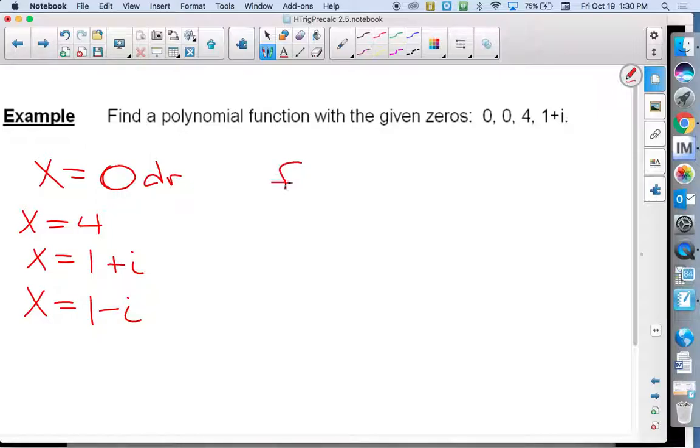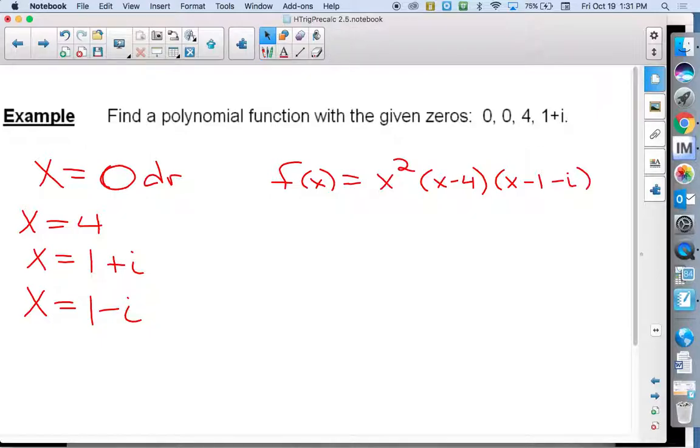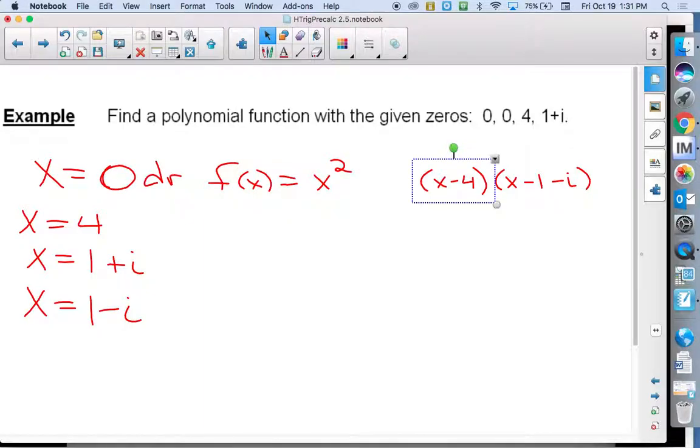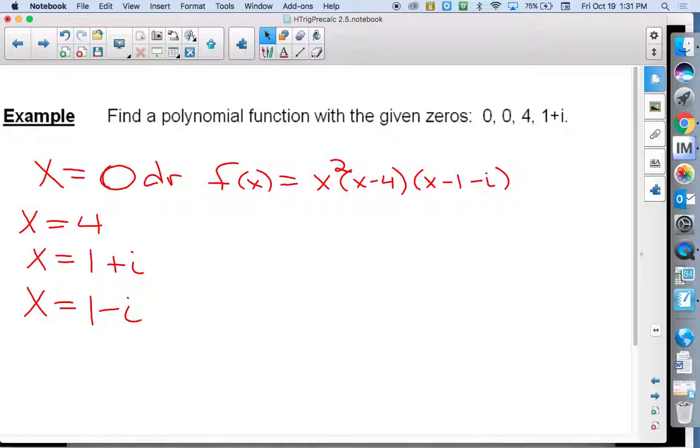So when we go to write a polynomial function, if x equals 0 is a double root, that means in the equation it should be x squared. And then x equals 4 is really x minus 4. Writing it as a factor, x equals 1 plus i is x minus 1 minus i. I need more space. And then x equals 1 minus i is x minus 1 plus i. You're moving all those pieces so that they're next to x, Brandon.